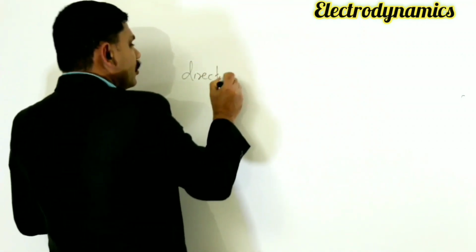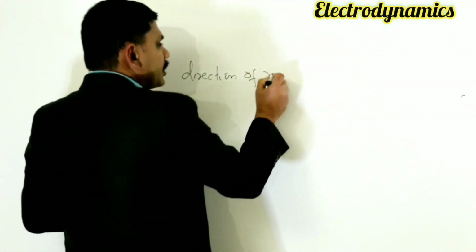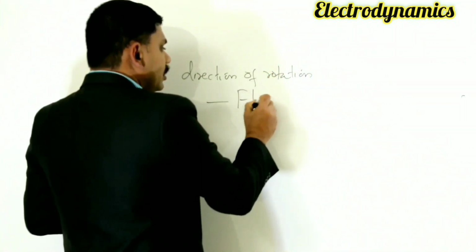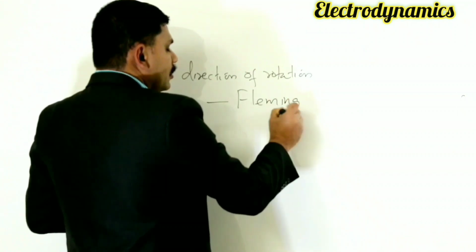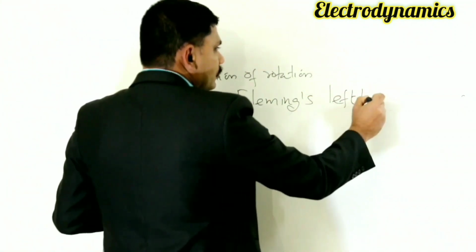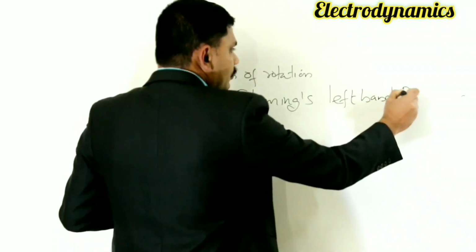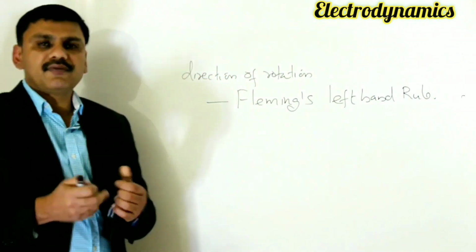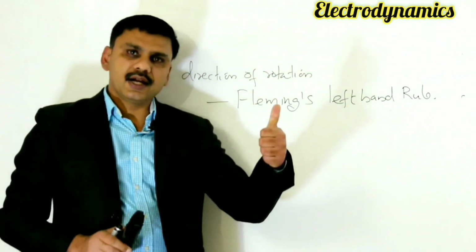Direction of rotation is calculated by Fleming's left hand rule. It is very simple. Fleming's left hand rule: thumb gives the direction of rotation.